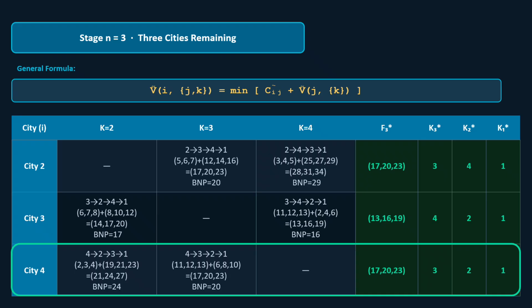Route 4 to 3 to 2 to 1. City 4 travels to C3. Cost 11, 12, 13. V of C3 with 2 from the previous stage equals 6, 8, 10. Sum 17, 20, 23. BNP equals 20. Since BNP equals 20 is lower, F3 star equals 17, 20, 23, and K3 star equals 3.